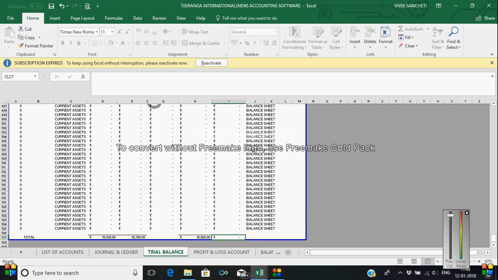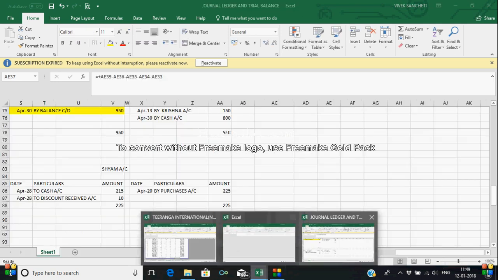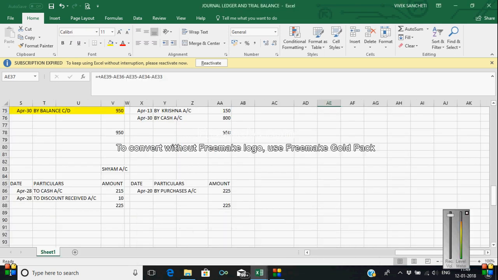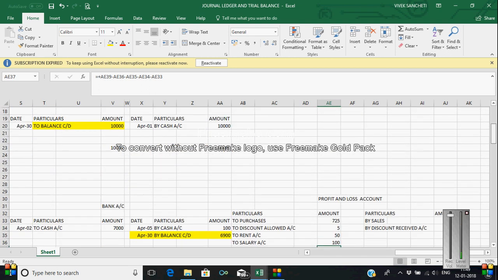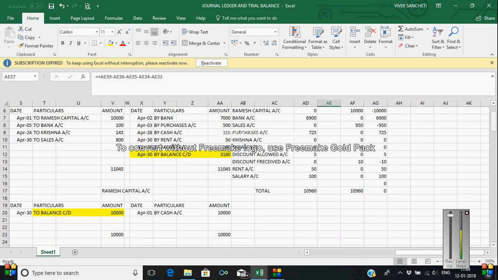Okay, so if you see here, it's the trial balance. This is the trial balance, debit side and credit side. Fine.